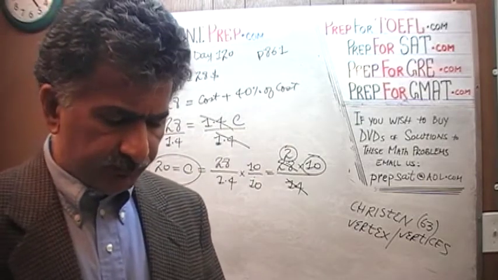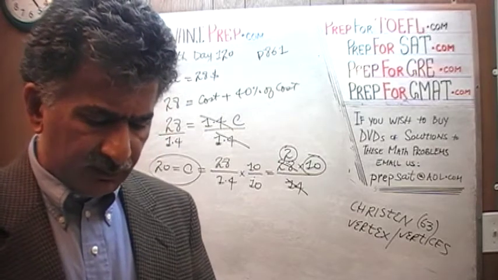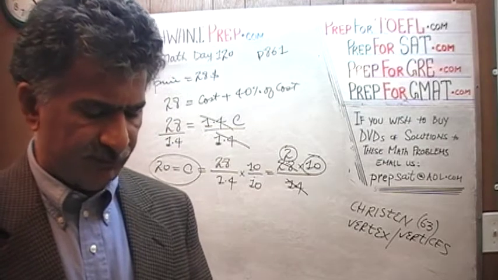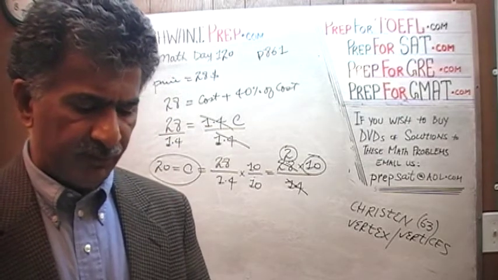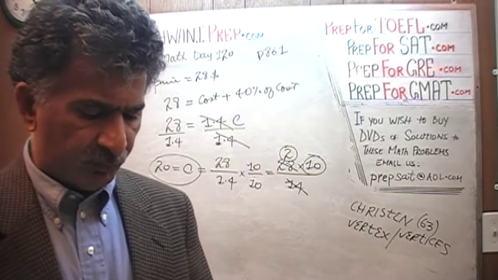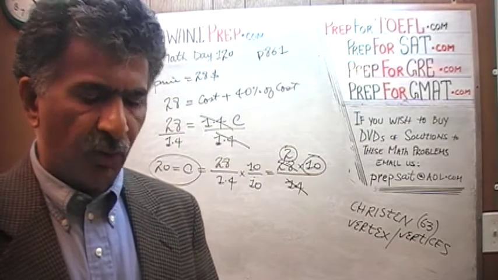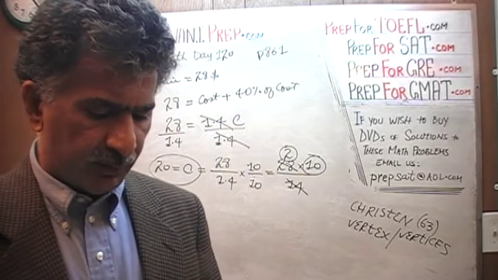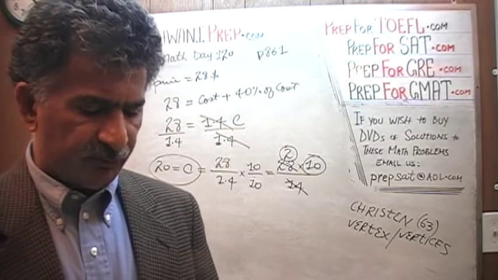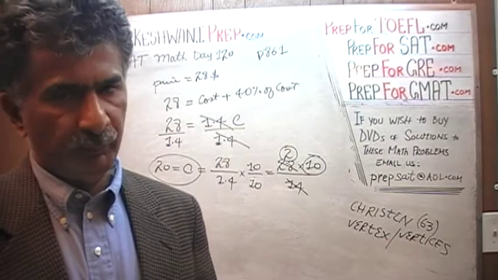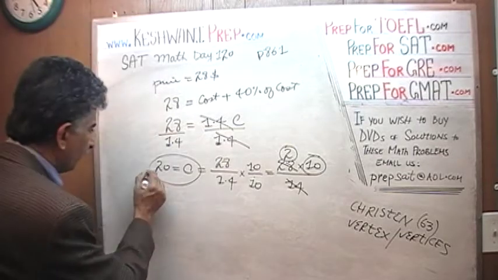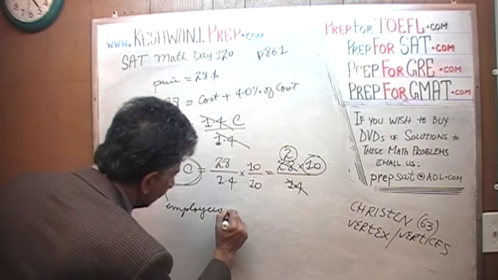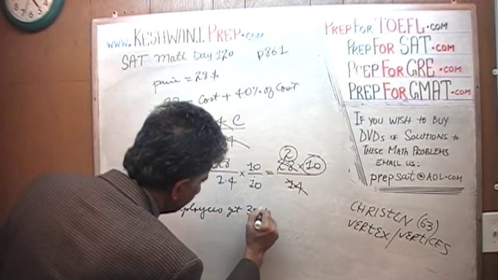At the end of the season, at an end of season sale, the store employees can purchase any remaining sweater at 30% off the store's cost. How much would it cost an employee to purchase a sweater of this type at this sale? Very simple. Employees get 30% off.